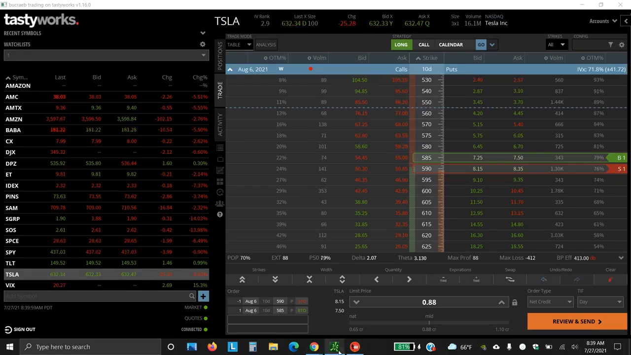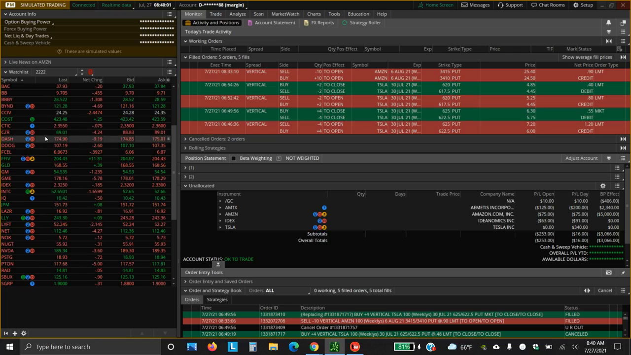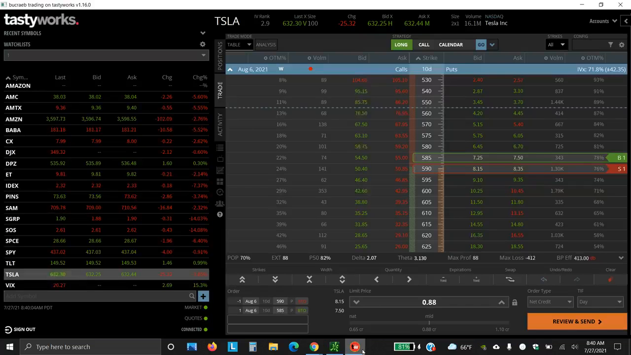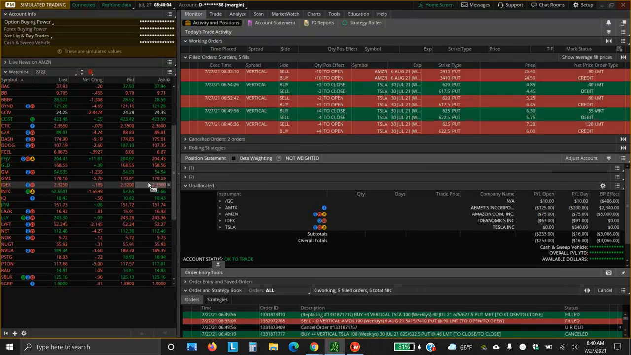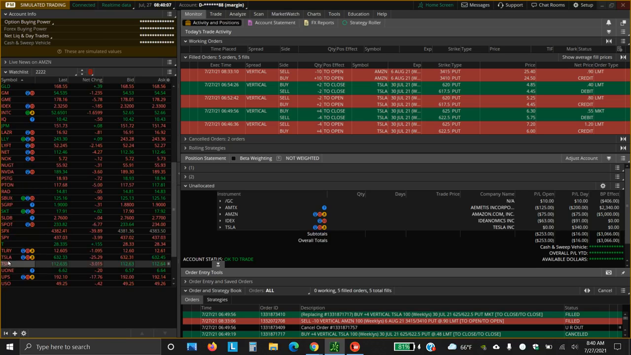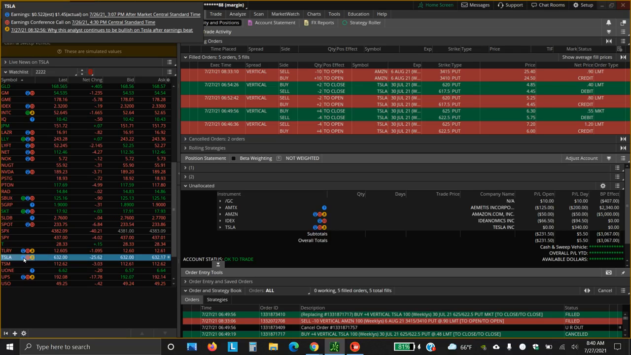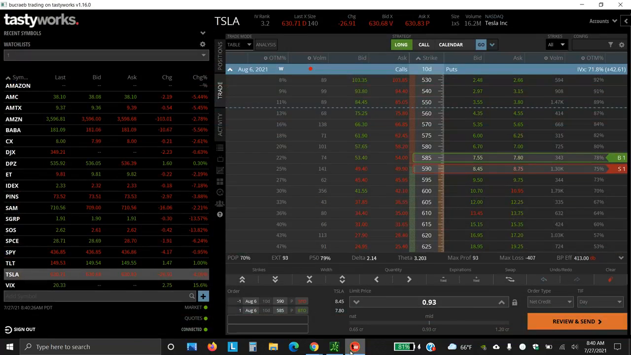I'm going to do the bet on Tesla. Here's Tesla. Earnings. See, they already had earnings yesterday, so I think it's not going to go any further down. So I think this is a good bet. I'm going to do the bet. I'm going to sell the 590, buy the 585, August 6th.